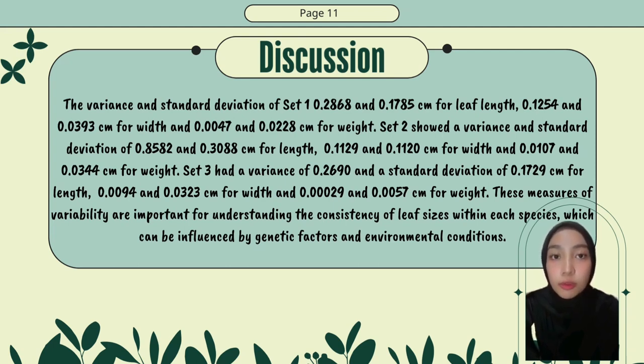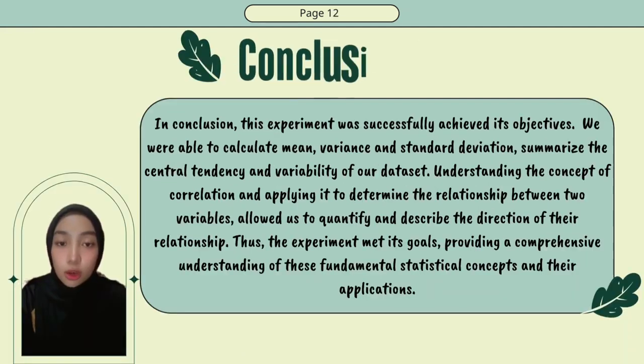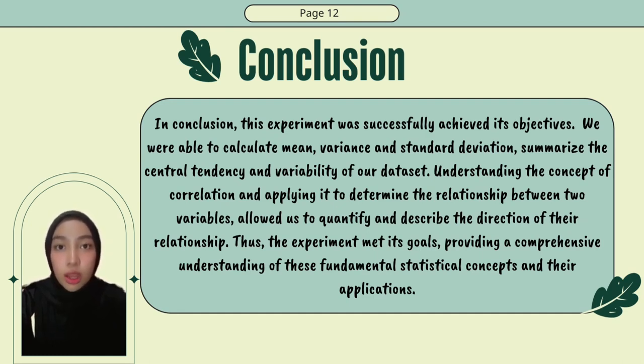which can be influenced by genetic factors and environmental conditions. In conclusion, this experiment successfully achieved its objective. We were able to calculate mean, variance, and standard deviation, summarize the central tendency and variability of our dataset, understand the concept of correlation, and apply it to determine the relationship between two variables, allowing us to quantify and describe the direction of their relationship.